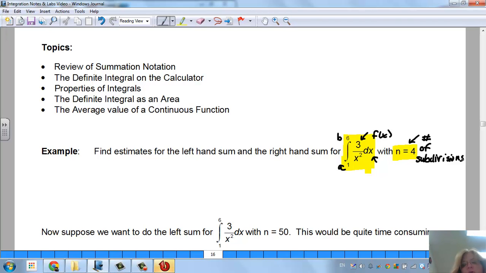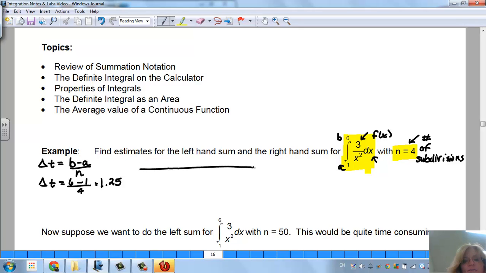Okay, now before I even start doing this, I've got to make a table of what's going on. So I know this formula, delta x equals b minus a over n, because this tells us how we're going to do our table. And when I put it in there, I know that delta x is going to equal 6 minus 1 all over 4. So I am counting by 1.25. So that's my change in x. So let's set up a table here.